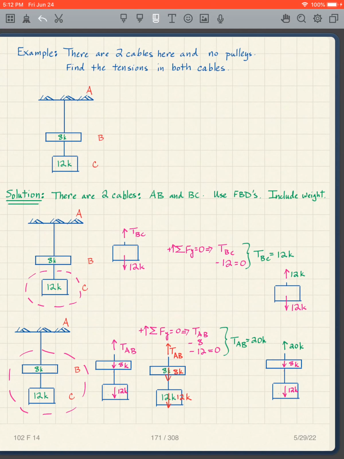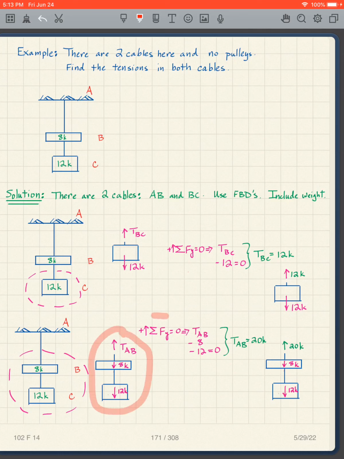Again, that's how I develop that free body diagram. It's very straightforward, and I end up with this free body diagram. I take the sum of the forces in the y direction equals 0 again, and I have the TAB positive, the 8 negative, the 12 negative, and I set all that equal to 0, and I get TAB equals 20 kips.